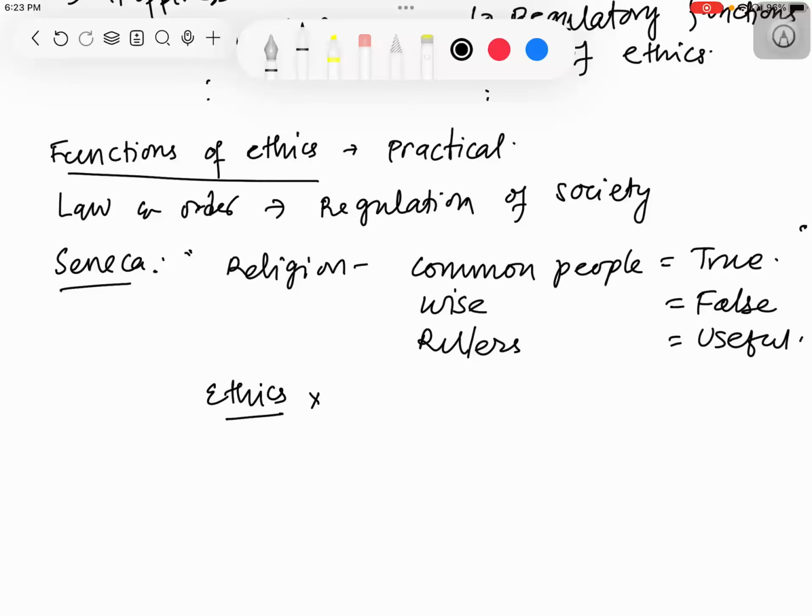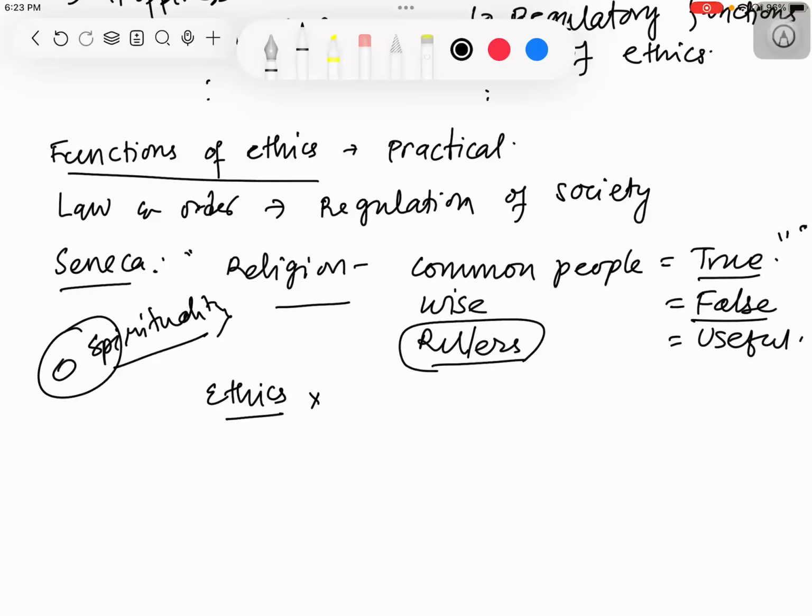Okay. So if you can say this thing about religion, why do common people think it is true? Because they don't do critical analysis. Wise people know it is false because religion is different from spirituality. Spirituality is something higher. So spirituality is a very good thing. But rulers consider this part. Rulers consider it useful. Why? Because rulers know that if people have religion, then they will be easy to subjugate and easy to regulate. So this is again a regulatory function.